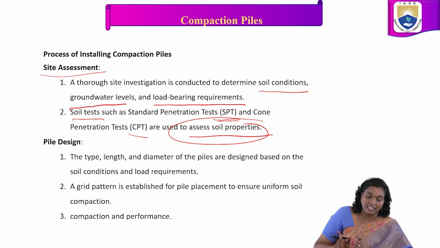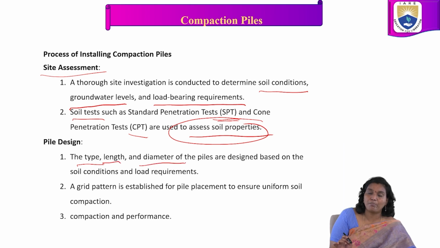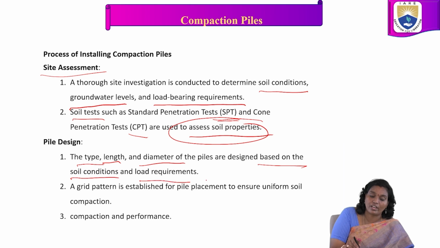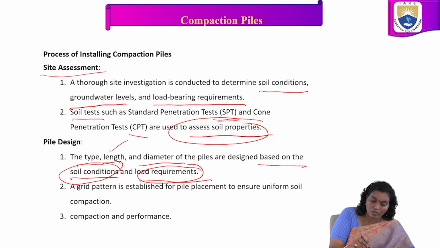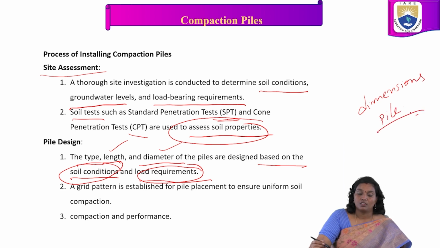pile design. In this, the type, length and diameter of the piles are designed based on the soil conditions and load requirements. So this is from the assessment we are getting. Based on that, finally we are going to understand the dimensions of the pile. That is nothing but the length and diameter.